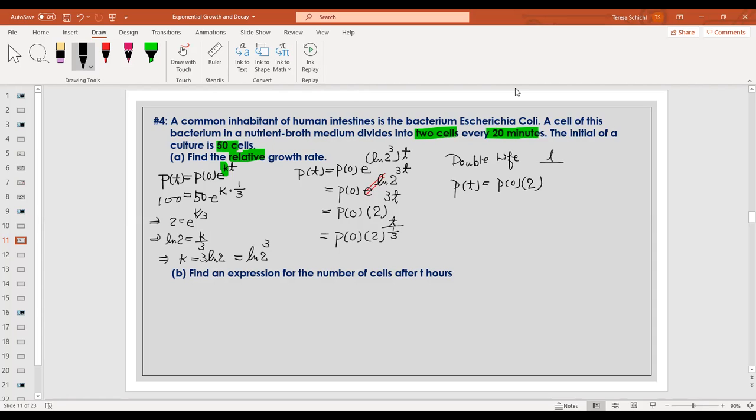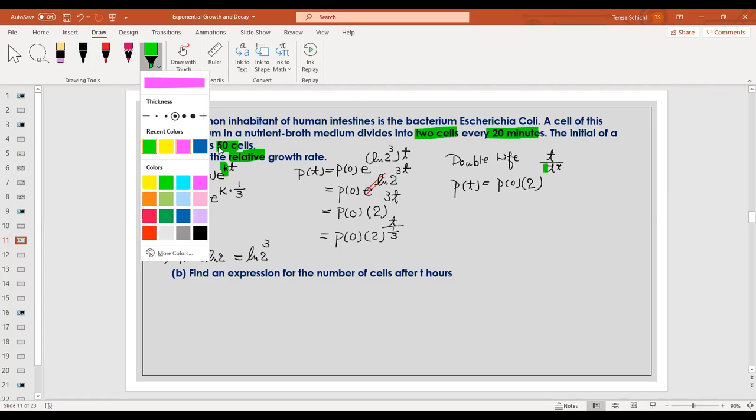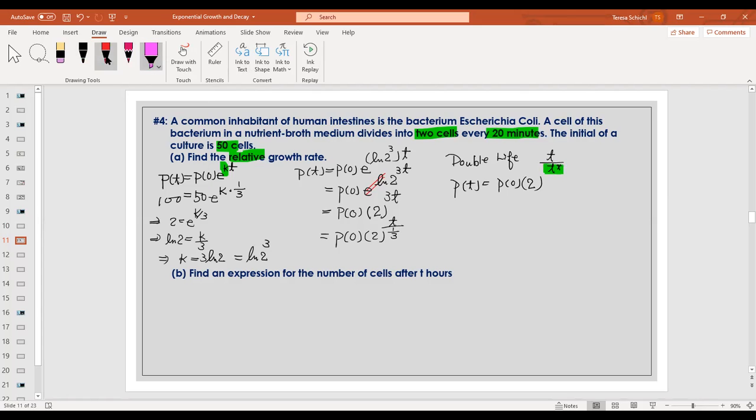to the power t over t star. So what is this t star? T star is the time for things to double. So this doubling formula is pretty easy, right? Instead of e to the exponent, it's just the 2.